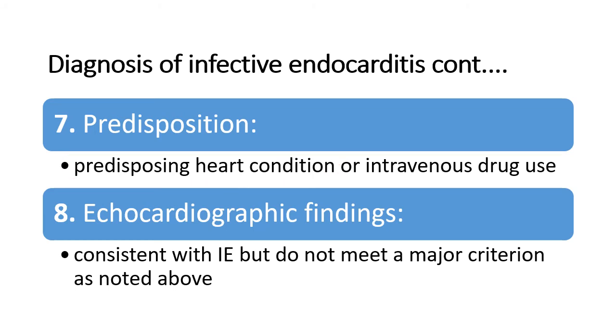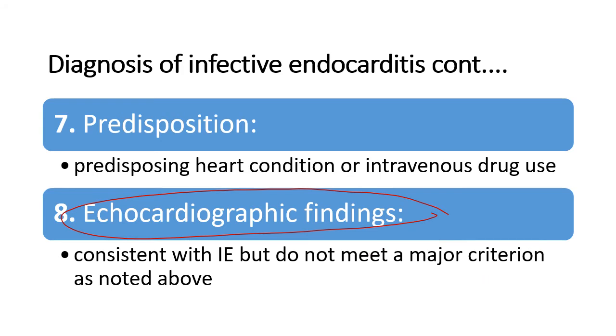Another predisposing factor is IV drug abusers. Of course, don't forget to insist on intravenous drug abusers, because they inject drugs in a non-sterile way, and because staphylococcus is normal flora of the skin, they are at high risk of being infected, introducing staphylococcus into the blood. The last is echocardiographic findings, which are consistent with infective endocarditis, but do not give us certain information to say they meet a major criterion.